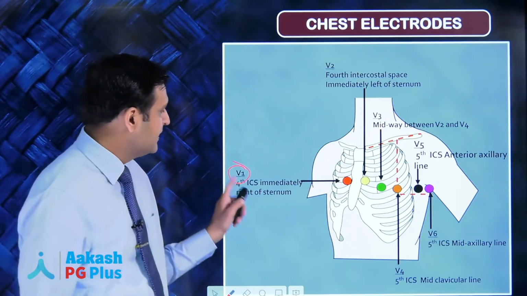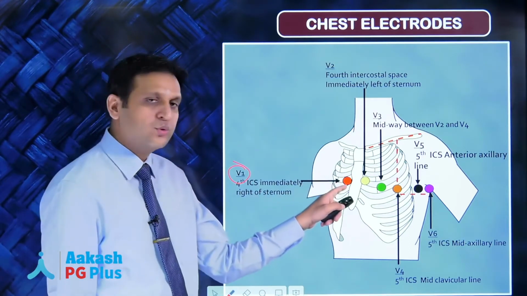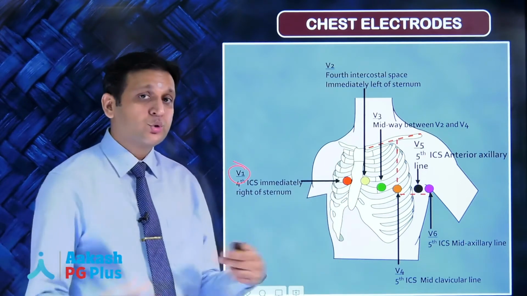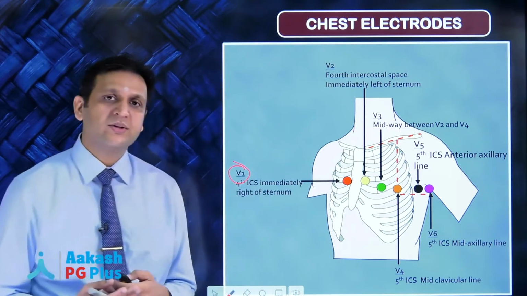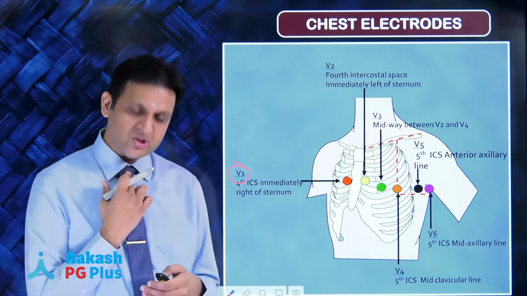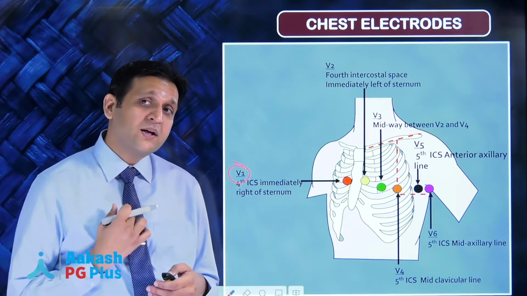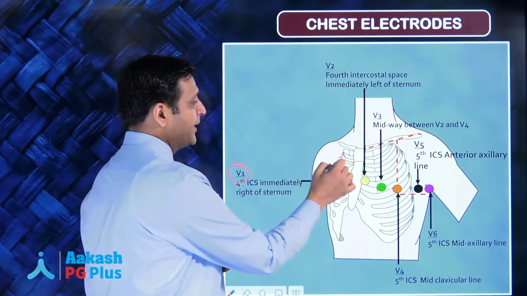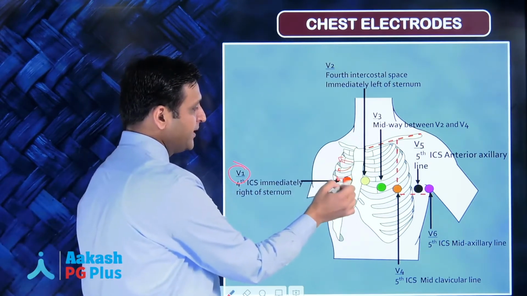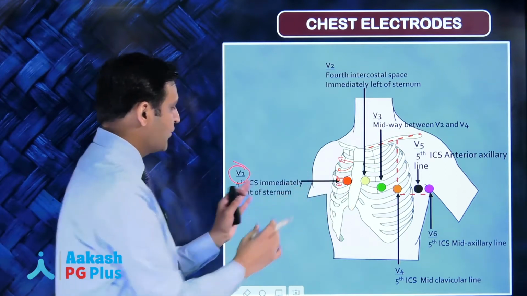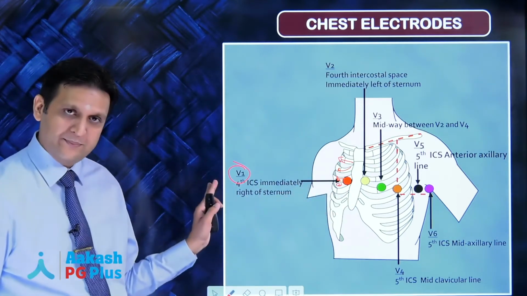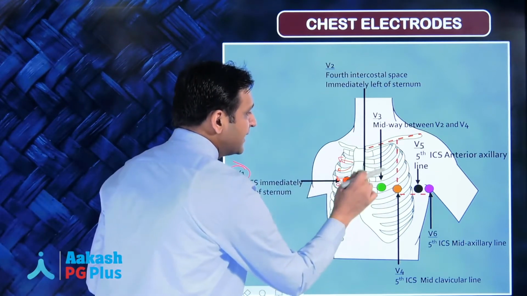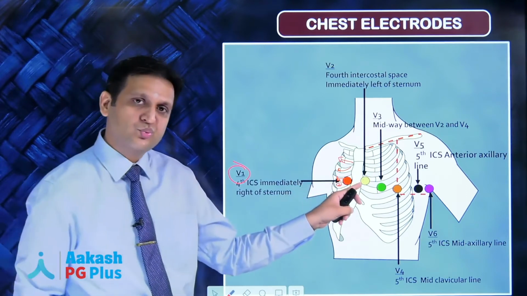V1 is placed in the 4th intercostal space immediately right to the sternum. Clinically, when you have to put it on a patient, you can start by palpating the suprasternal notch, come down, and you'll feel a bony prominence, the angle of Lewis, which corroborates with the 2nd rib. Then there'll be the 3rd rib and then the 4th rib. So the 4th intercostal space, right side of the sternum, is V1. Diametrically opposite, the 4th intercostal space on the left side of the sternum is V2.